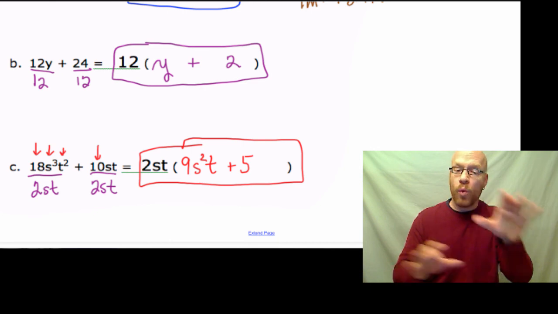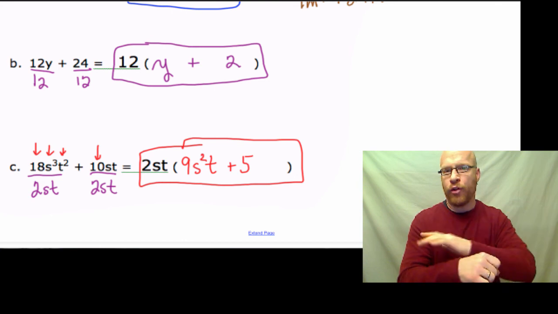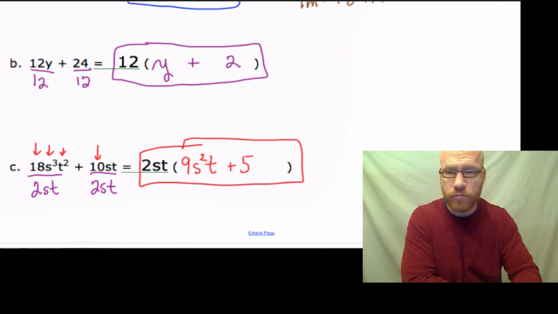Now our next set of examples, we'll talk about finding the GCF and then dividing them out, so we get the full process.